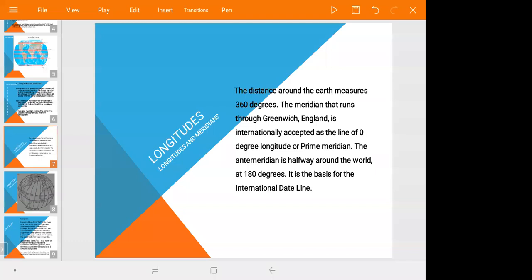Therefore, for Mr. X in East 180, it is October 14, and for Mr. Y in 180 degree west, it is the 13th. Is it clear? Yes. Okay, so 180 degree longitude is called the anti-meridian, or the halfway, and it is also the international date line, because the day changes if you cross this 180 degree longitude.